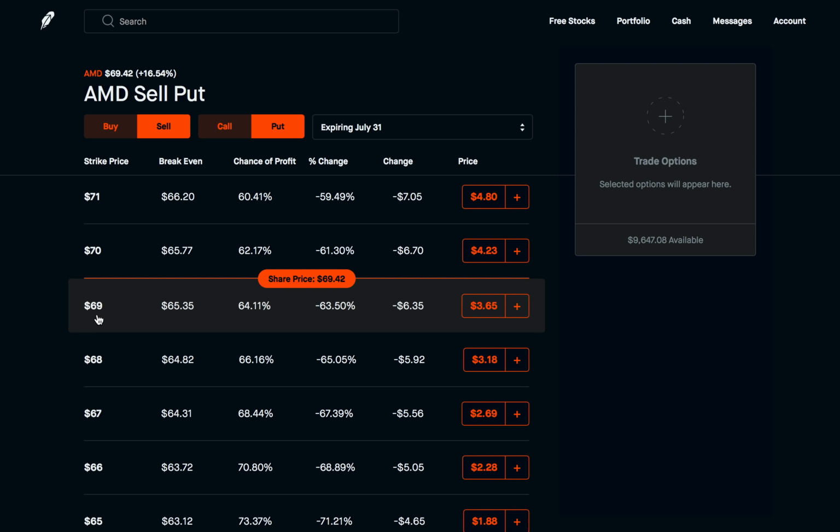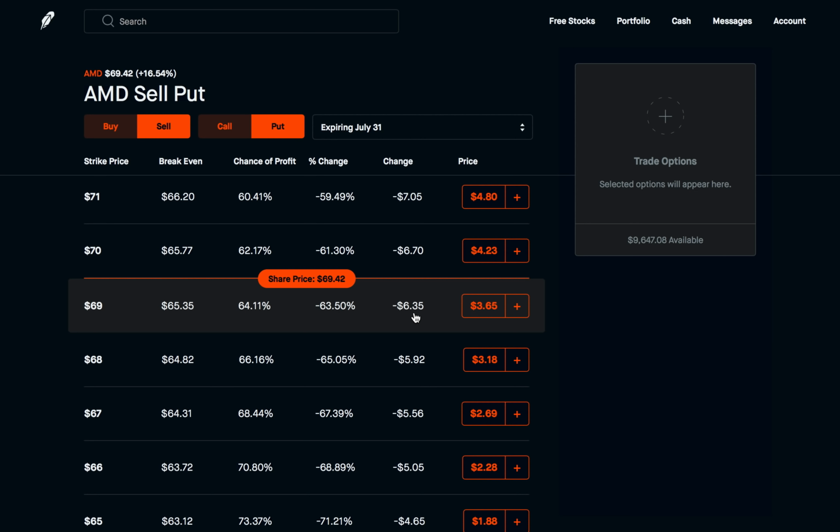Okay, and in return for selling this put, me as the seller, I'm going to receive $3.65 per share. Keep in mind, all of these contracts have 100 shares in them, and so I would receive $3.65 times 100, or $365 for doing so. Okay, that's the premium, and that's the most you're going to make from selling this put. And by the way, you keep that premium no matter what.